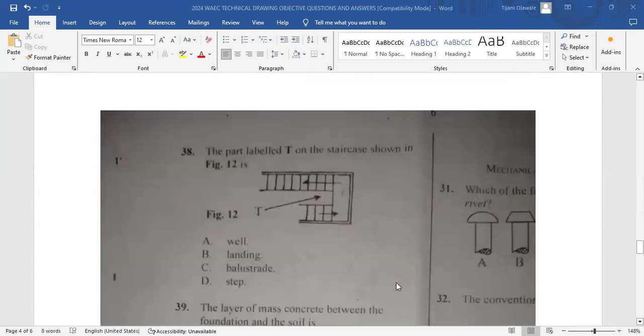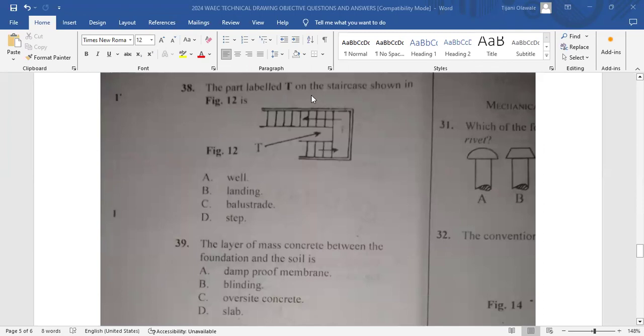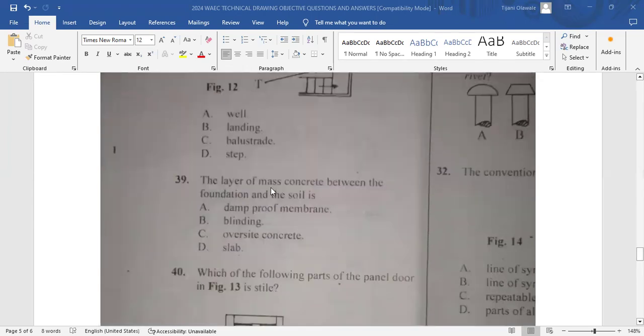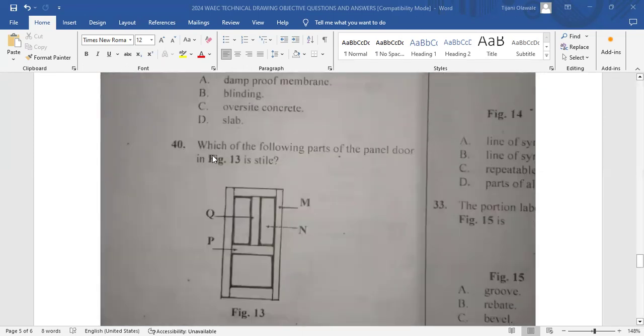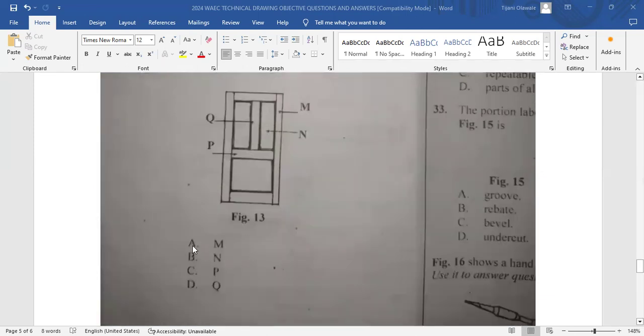Then we move to question 38, which says that the part labeled T on the staircase shown in figure 12 is a well. Then question 39. The layer of mass concrete between the foundation and the soil is blinding. So we call it blinding. Then question 40. Which of the following parts of the panel door in figure 13 is a stile? That is option A, that is M. So this is a stile. Sorry, A is the answer to this question.